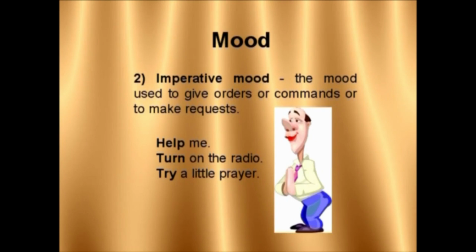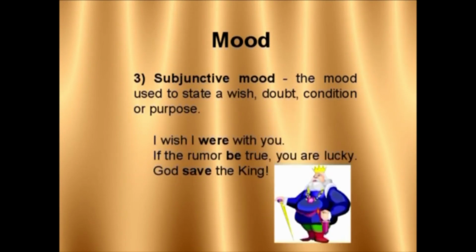The imperative mood is the mood used to give orders or commands or to make requests. Examples are, help me. Turn on the radio. Try a little prayer. The subjunctive mood, the mood used to state a wish, doubt, condition, or purpose. Examples are, I wish I were with you. If the rumor be true, you are lucky. God save the king.